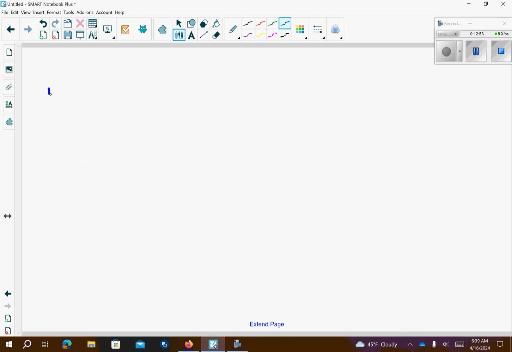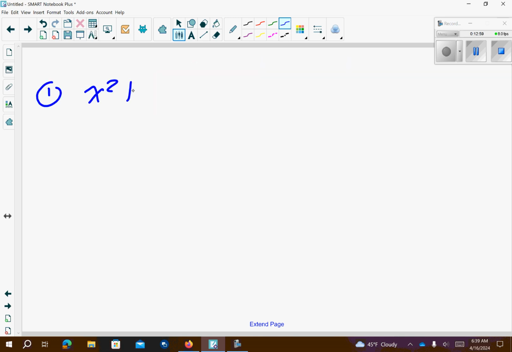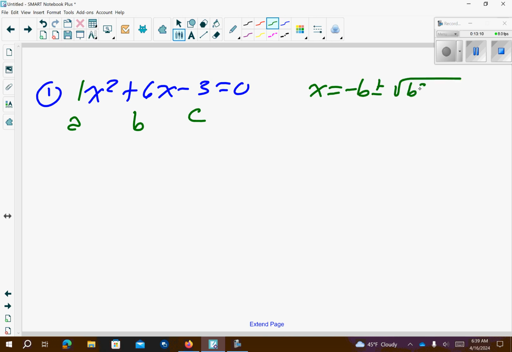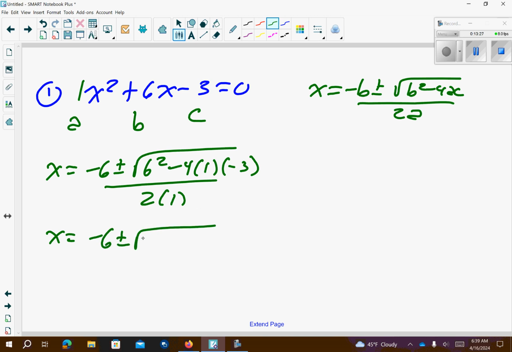So problem number 1, we're on page 107, okay? So I get x squared plus 6x minus 3 equals 0. I have a 1 right here. I have an a, b, and a c. So we know that x equals negative b plus or minus square root b squared minus 4ac, all divided by 2a. So x equals negative 6 plus or minus 6 squared minus 4ac, all divided by 2a. X equals negative 6 plus or minus 6 squared is 36. Negative 4 times 1, negative 4 times 3, positive 12 over 2.